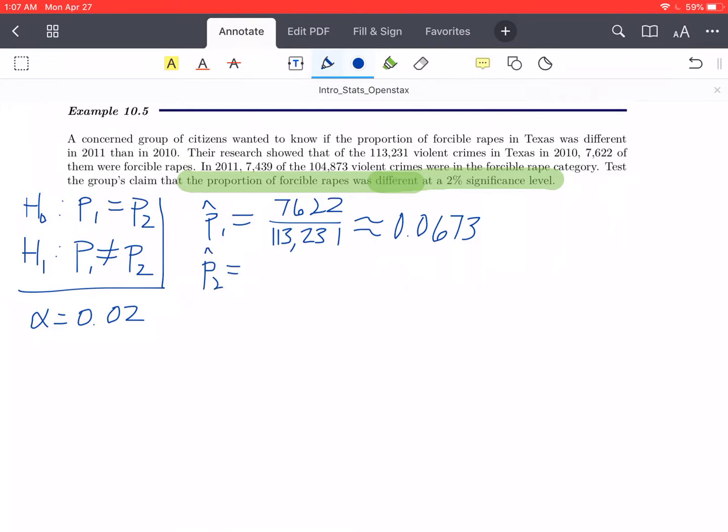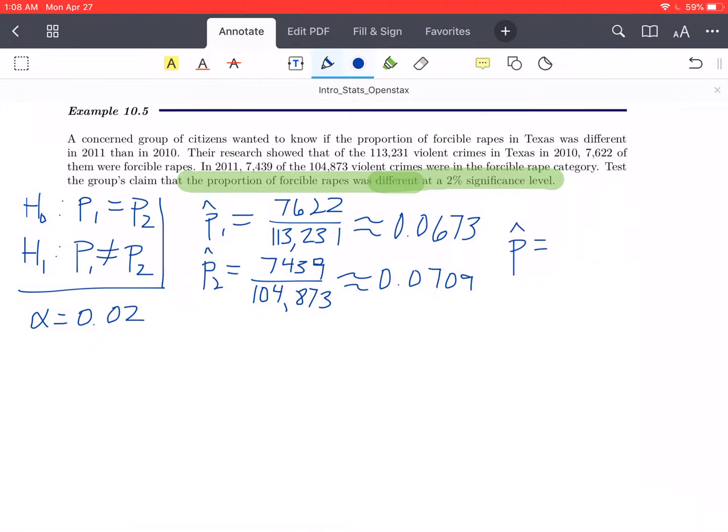And P2 hat, that's going to be 7439 over 104,873, which is approximately 0.0709. And so you can see that I chose my P1 to be the 2010 data and P2 to be from the 2011 data. If you switched those, it's not going to make a difference. I'll explain why in just a minute, but it doesn't matter which one you picked. So it would work out the same either way.